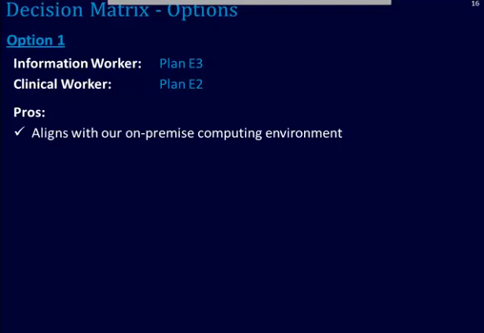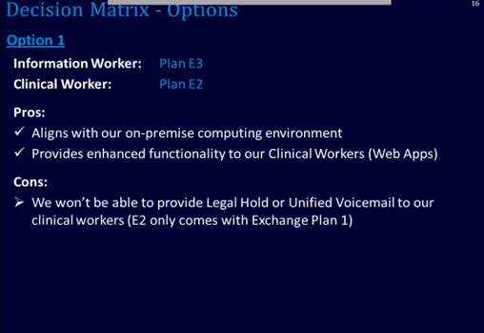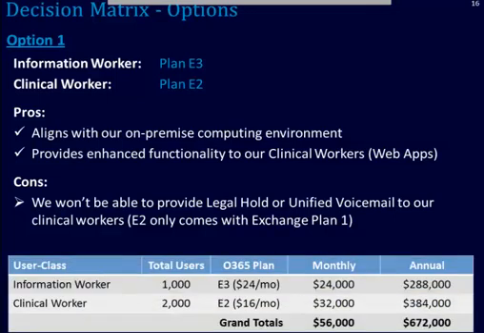But by going with Plan E2, I'm going to get the enhanced functionality of getting Office Web Apps for those clinical workers. So if they want to use limited Word, Excel, PowerPoint, OneNote, etc., they'll be able to. So it expands my technology footprint a bit. Problem is, I won't be able to get the legal hold or unified voicemail for those clinical workers. So using that raw pricing, I look here at my annual cost is going to come down to about $672,000 a year for that solution, right?